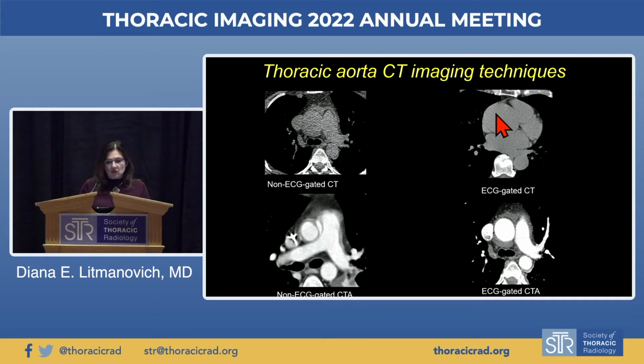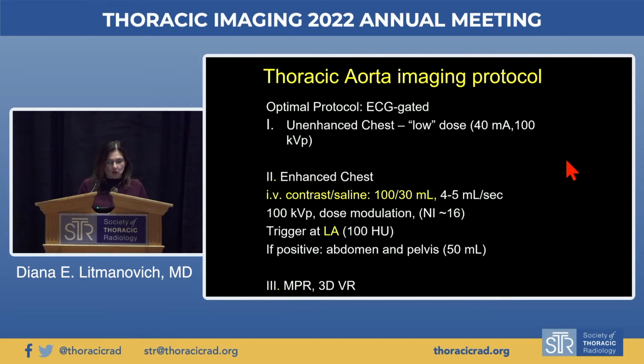Now, the ECG gating without contrast has its own important role in one particular case scenario, which is assessing the intramural hematoma, and I'll talk about that later. But just conceptually, there are 4 ways to image the aorta.